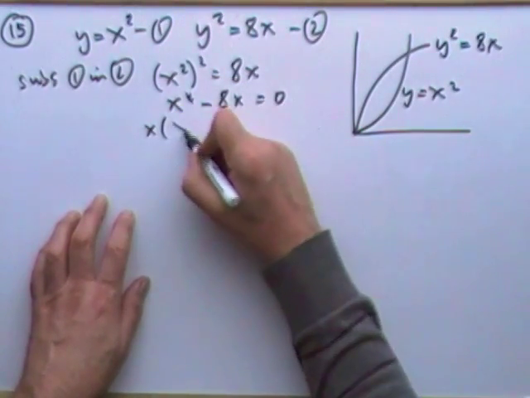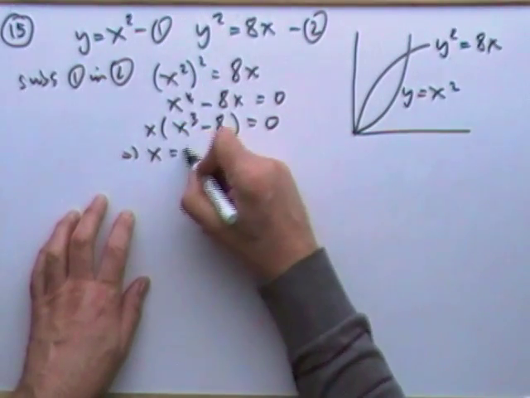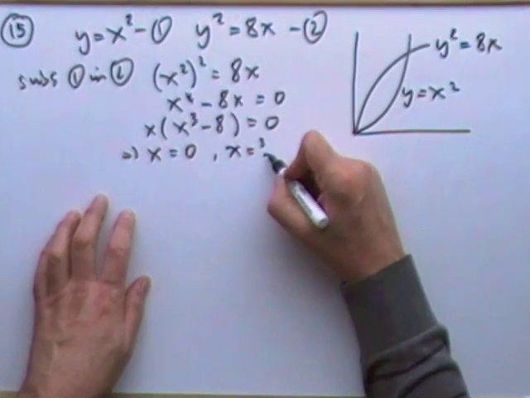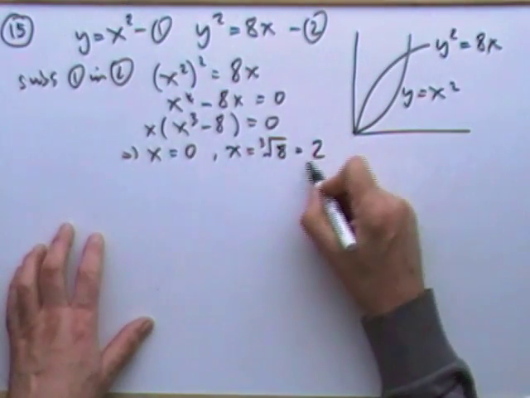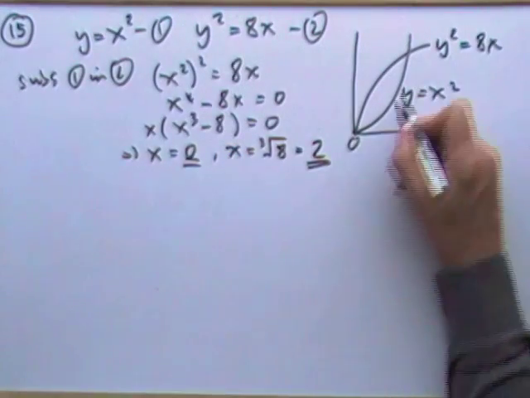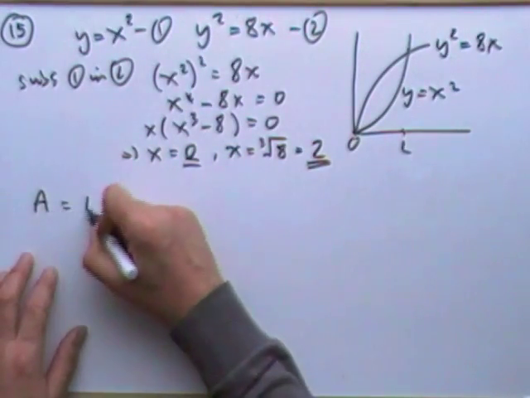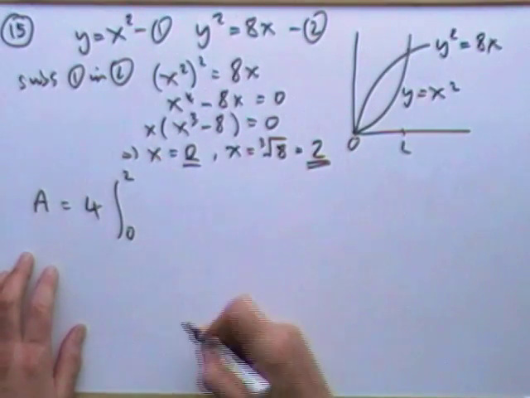All I can do is take out an x. x times x cubed minus 8 equals 0, which means either x equals 0 or x cubed equals 8, so x is the cube root of 8, which is 2. So it's going from 0 to 2. So the area is going to be, because there's 4 of them, 4 times the integral from 0 to 2 of the top.